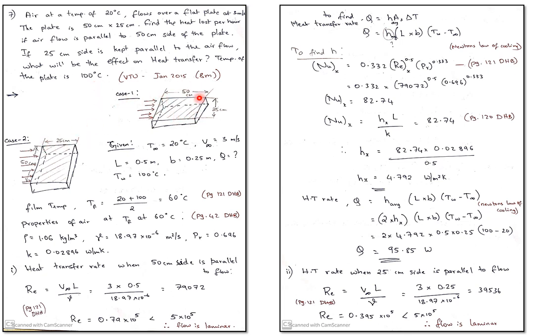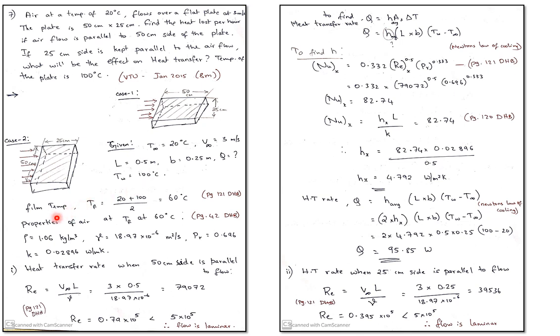As you can see, the very first case is with respect to the length being 50. Okay, the second case, if we just change the shape of the rectangle, will have the 25 centimeter as the length. So first we shall solve case 1. He has given the fluid temperature as 20 degrees Celsius, velocity 3 meters per second. The length of the plate will be considered as 0.5 meter because it is case 1. Similarly, breadth is 0.25. We need to find the heat loss Q. Wall temperature, that is plate temperature, he has given as 100 degrees Celsius.